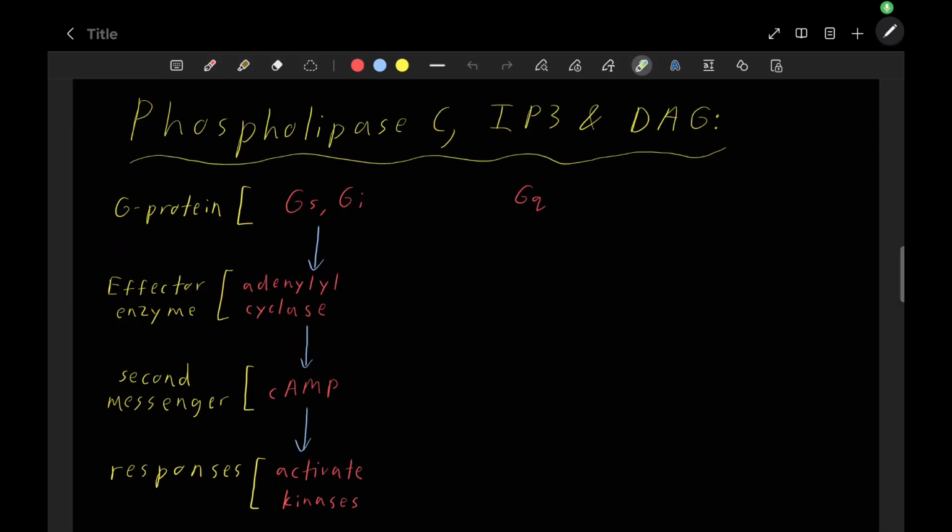C. Alright, so returning to our flowchart, we've outlined that our G protein is known as GQ, and what it does is it goes and activates the effector enzyme called phospholipase C. So now, let's take a look at what phospholipase C does.